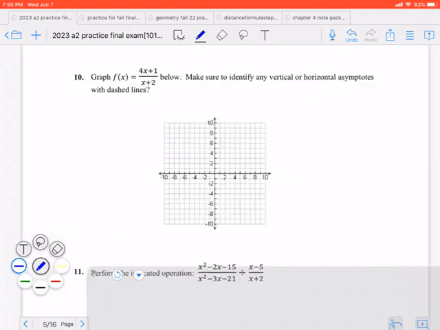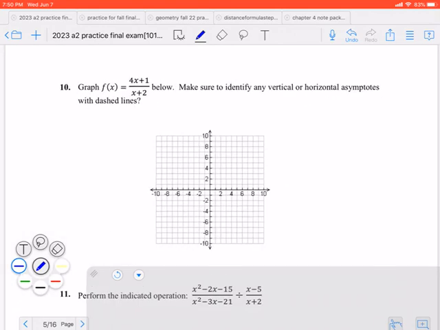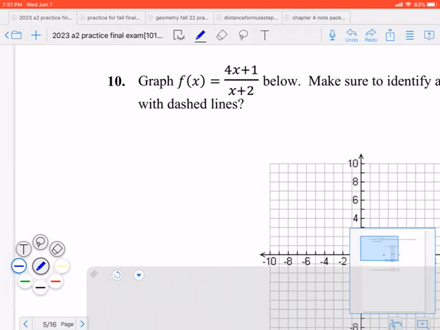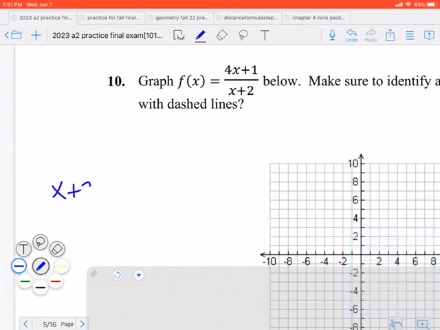Number 10, and this will be the last one for this video, part 1. Graph below, make sure to identify any vertical and horizontal asymptotes with dashed lines. So this one is in the form like number 9, so I'm going to do that same thing using the division, so I can just go ahead and put it in graphing form.